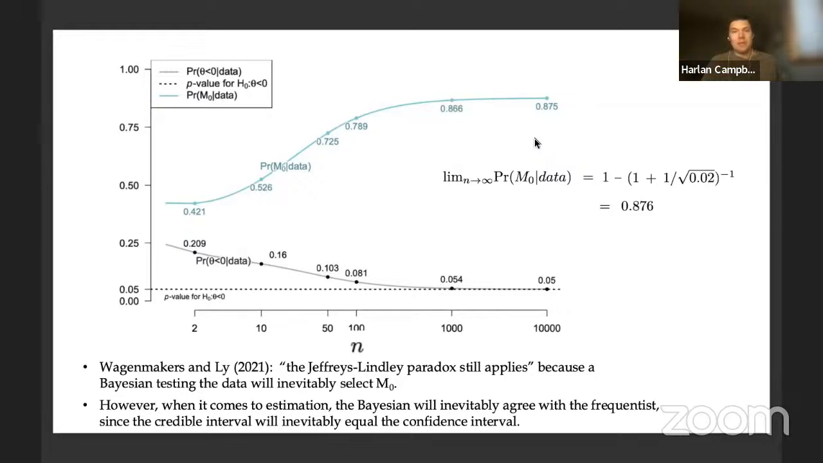But this is a little odd, because when it comes to estimation, the Bayesian credible interval will agree with the frequentist's confidence interval as they collect more and more data. So it's not exactly clear whether or not the Jeffreys-Lindley paradox applies here. And there have been differences of opinion written about this particular example. But certainly when it comes to estimation, when you're comparing credible interval to confidence interval, it certainly does not apply.